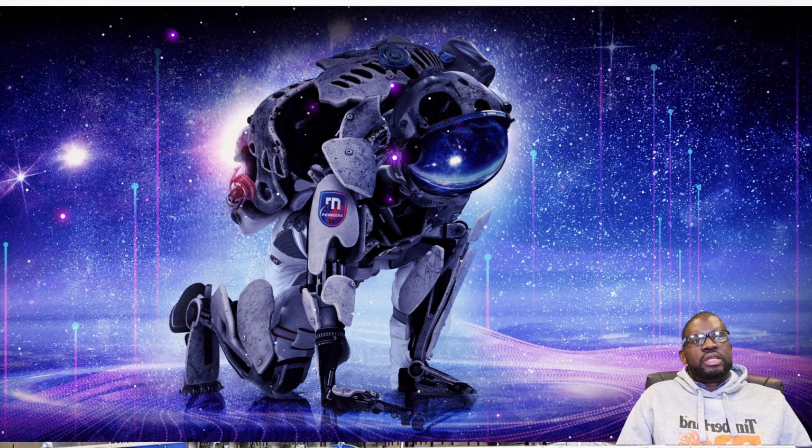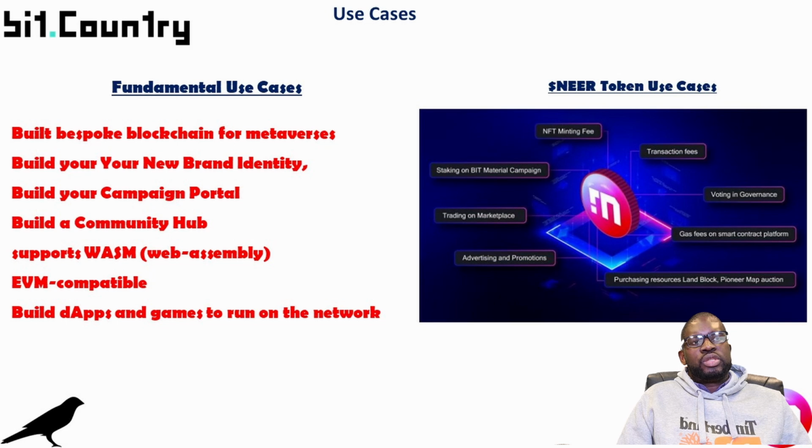Use cases. The ticker symbol for the Bit.country token is NEER, N-E-E-R. Utilities of the NEER token are as follows. You got staking for materials, which you can earn BIT, B-I-T, which is another in-game token, and also to ensure a healthy platform. You can trade on the marketplace.